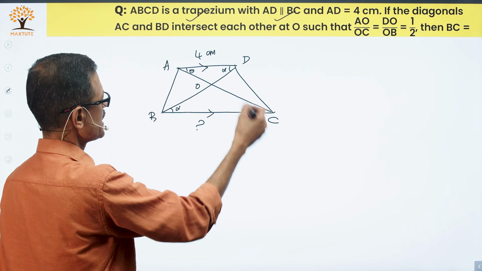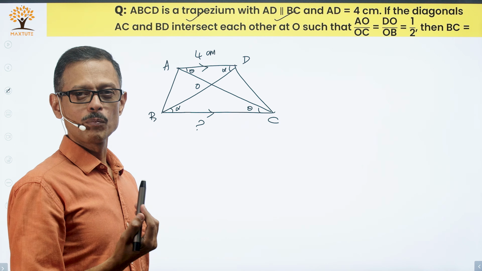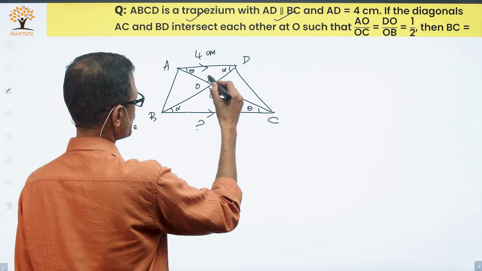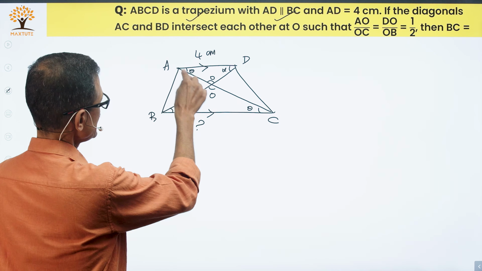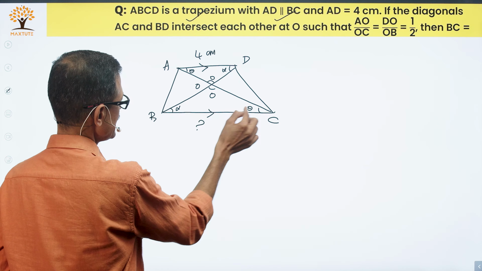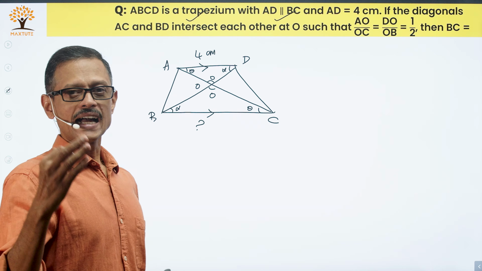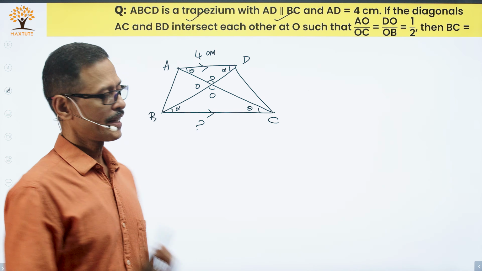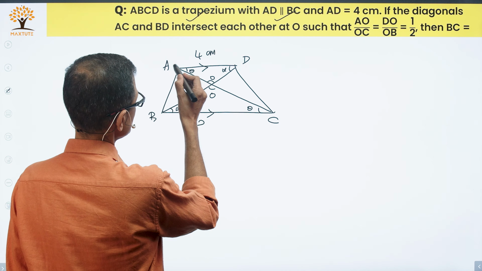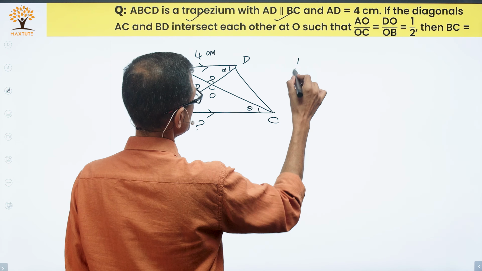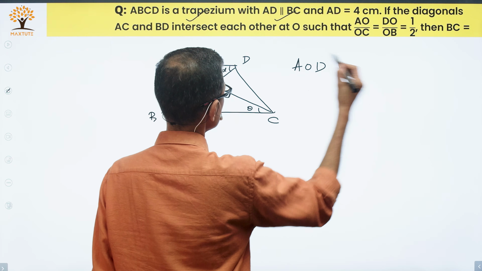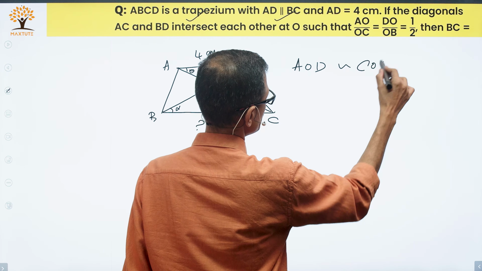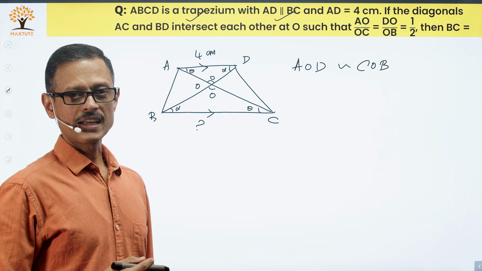Intersecting lines, AC and BD are intersecting lines. Vertically opposite angles will be equal. So these two angles will be equal. We'll call this angle O and O. Now, theta, O, alpha; theta, O, alpha. Three angles of both these triangles are equal, which essentially means that these two triangles are similar triangles. Which two triangles? Theta, O, alpha, we'll write it in that order. AOD is similar to theta, O, alpha, which is COB. These two triangles are similar triangles.